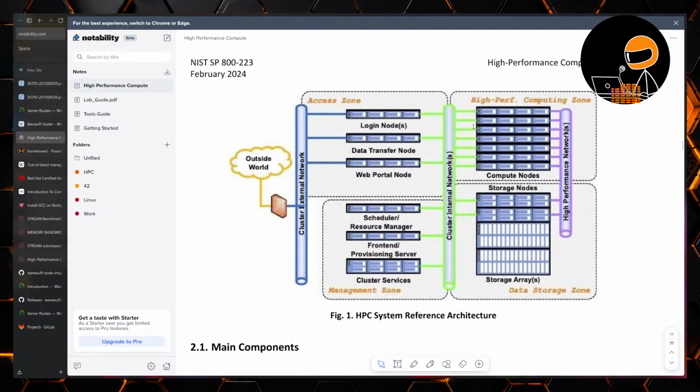All right, so here are the zones. We've got access zone, data transfer zone, web portal, high performance computing zone, compute zone, storage node, scheduler, resource manager, front end provisioning server. In the management zone, data storage.